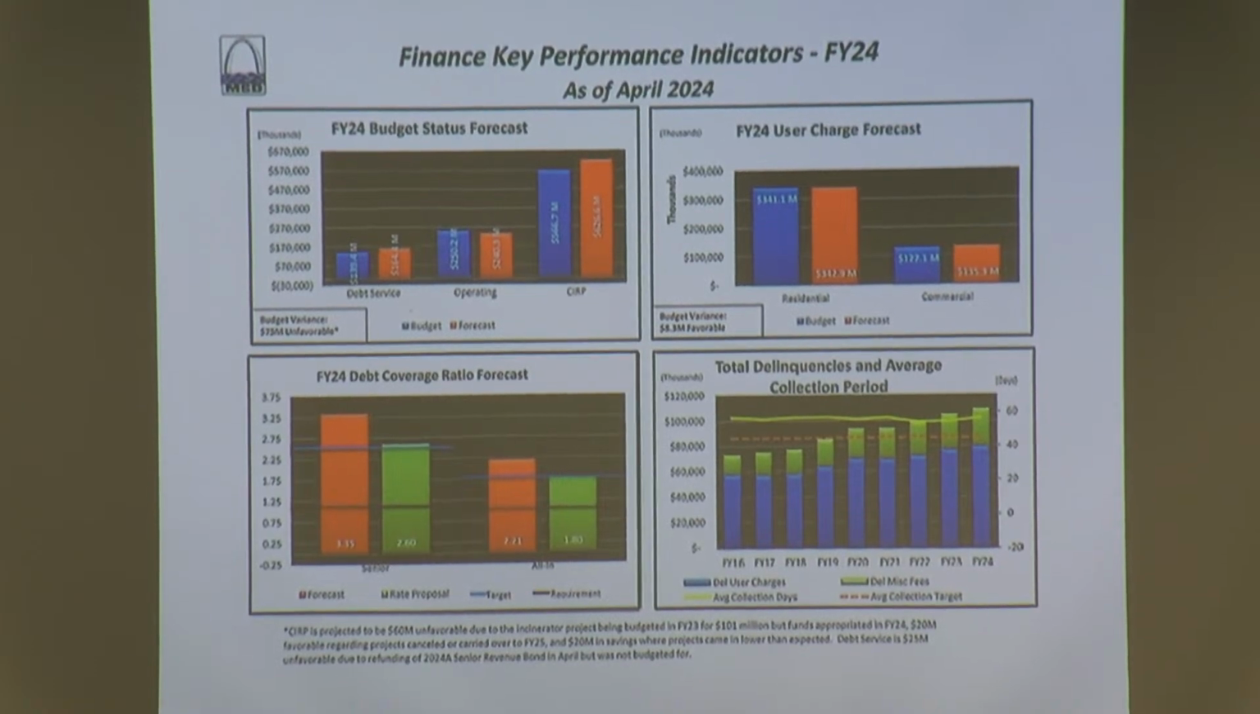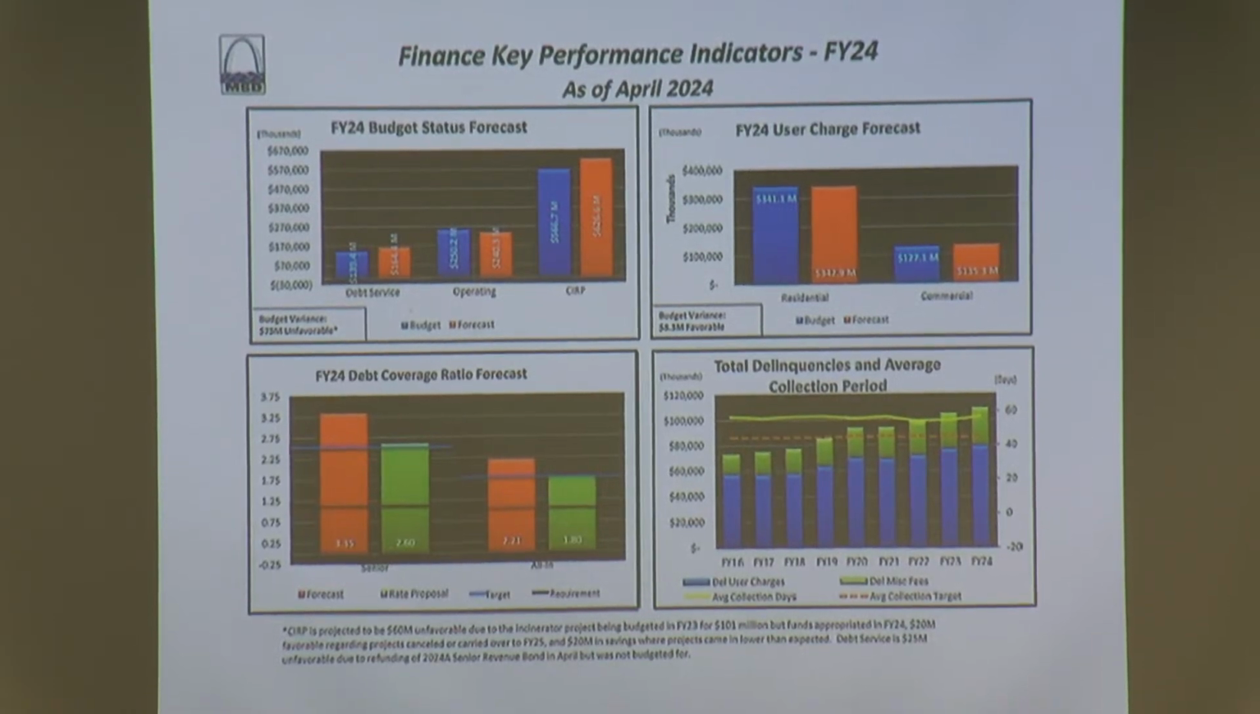So for our commercial customer base, we're projecting revenues to be about $8.2 million above budget. And for our residential customers, we are forecasting revenues to be $1.8 million above budget, for a total variance of $10.0 million favorable. That budget variance listed in the lower left-hand side of that graph is actually incorrect. It says $8.3 million favorable. It should be $10 million favorable. I apologize for that error.